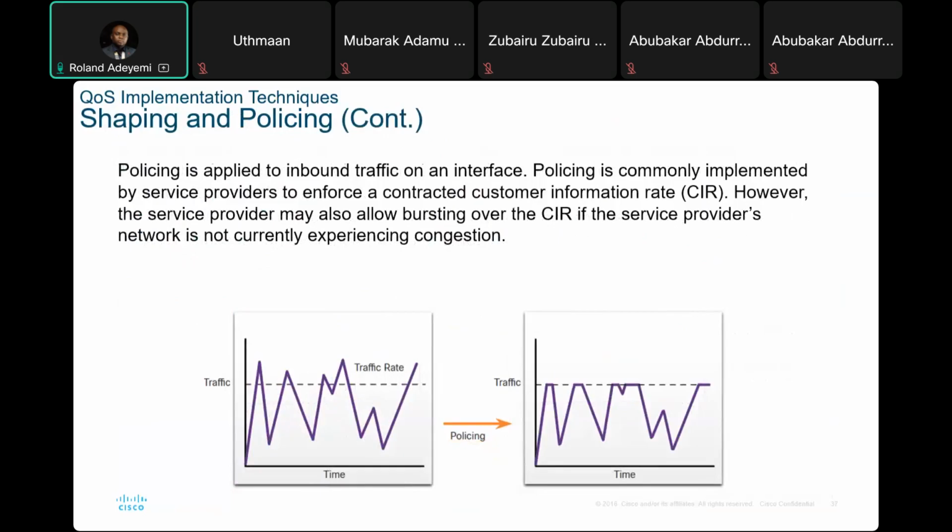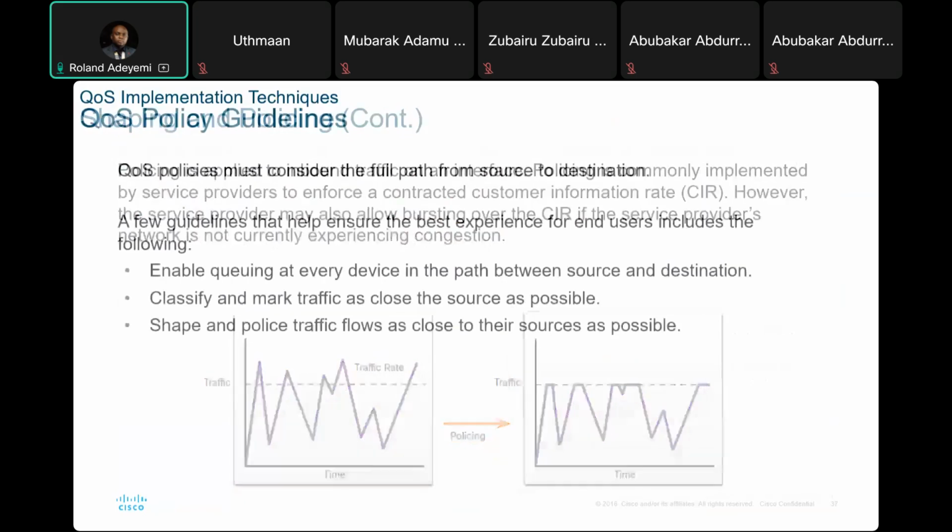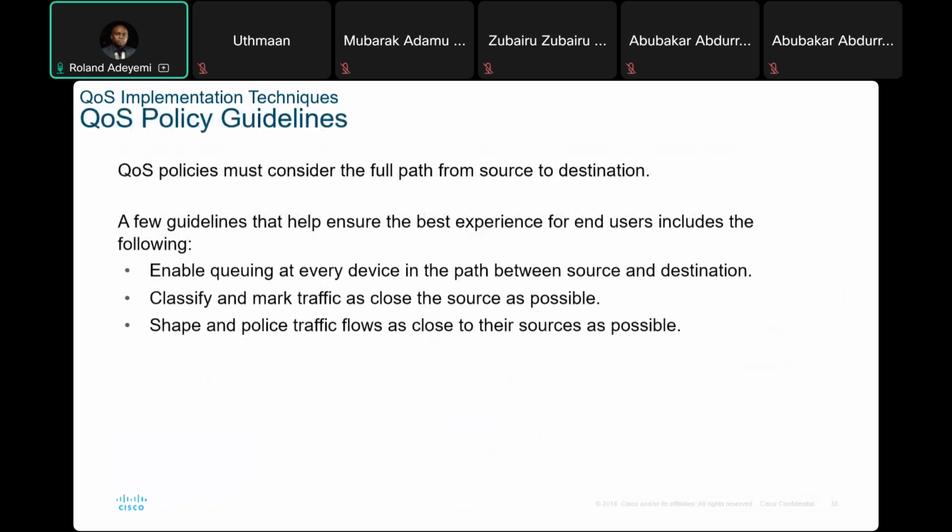So still talking about policing, it's applied to inbound traffic. It can allow you to burst. Look at the bursting I've talked about here. The shaping will not allow you to burst. So if you want to create QoS, what are the policies you need to follow? Even though it doesn't make sense telling us the guidelines when you didn't teach us the configuration, no lab. But let's just listen to them.